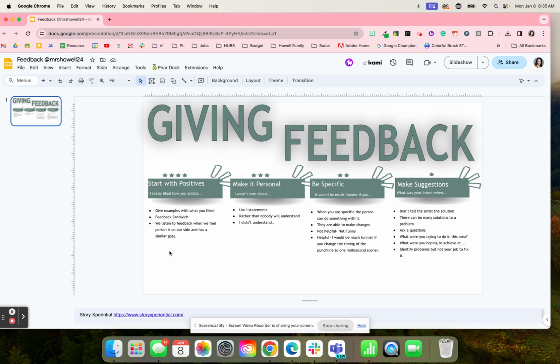Then we want to make it personal. This is where we use I statements. We don't want to generalize and say everyone feels this way. This is where you really want to just talk about the way that you feel about whatever work they did. You would rather not say, like, nobody will understand. You might want to just say, I didn't understand. You can't speak for everyone. So, again, you really want to talk about how you didn't understand something about their project. And again, don't use those general statements.